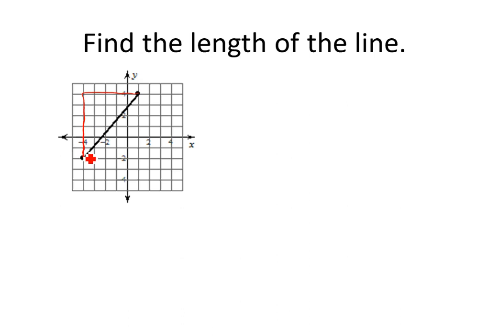So this side right here, the vertical line, is 1, 2, 3, 4, 5, 6, and the horizontal line is 5. 1, 2, 3, 4, 5. So to get the length of this black line segment, you do 6 squared plus 5 squared. That is equal to 61, and then you take the square root of 61, and you get approximately 7.8 when you round to 1 decimal place, to the tenths place. Okay, so that's how you would do it the old way.